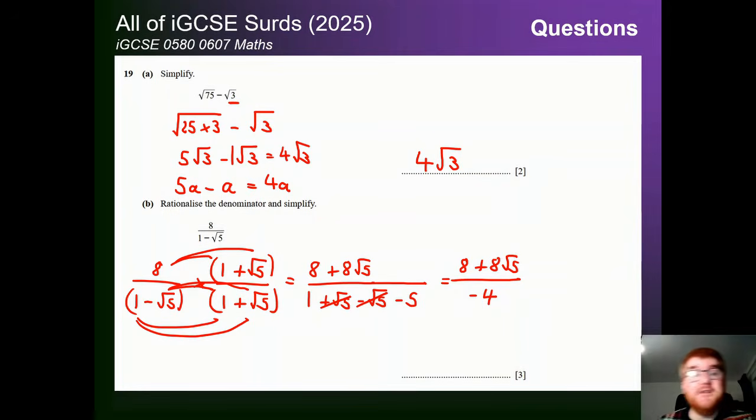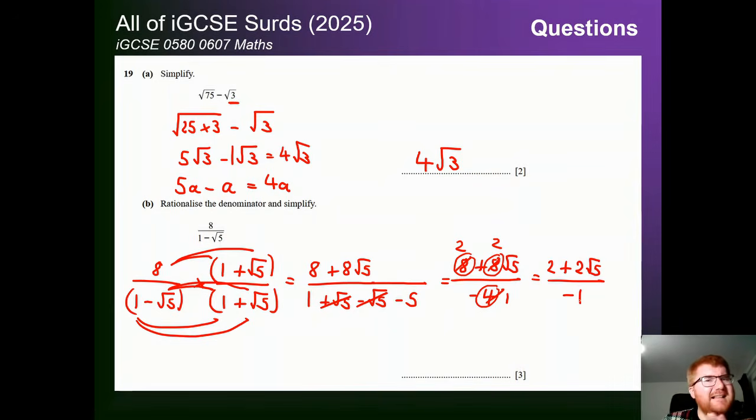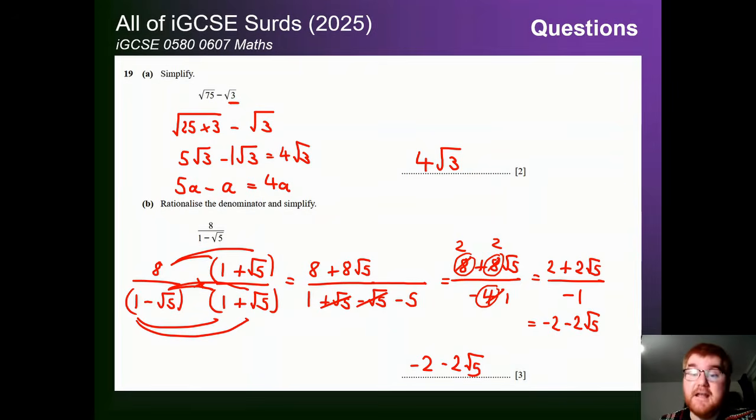And we're not finished at this point. You have to look out for cancellation here. Notice 4 goes into this number, and this number. If that's the case, you have to simplify through. So how many 4s go into 4? 1 time. How many 4s go into 8? 2 times. How many 4s go into 8? 2 times. So we get 2 plus 2 root 5 over minus 1. Notice that looks a little bit ugly here. So what we can do is then just put the minus through. So we get minus 2 root 5. And that will be our final answer for a fairly tricky 3 marks here.